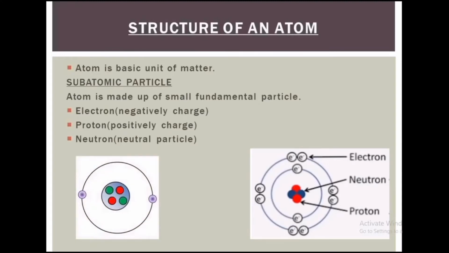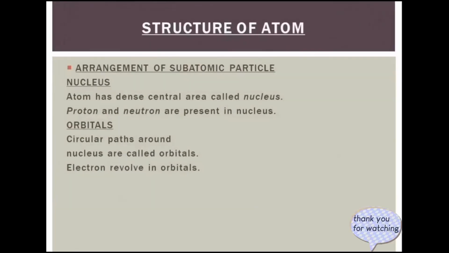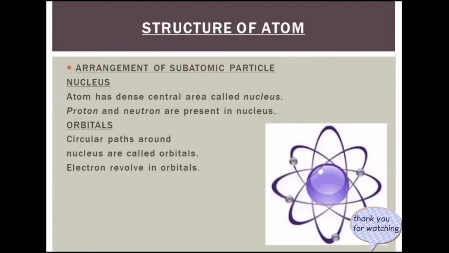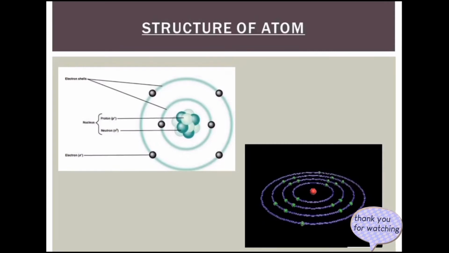Electrons move in the path called orbits. If we see the movement of the electrons, it will be something like this. The figure shows the movement of the electrons in the orbits. The electrons move in circular path around the nucleus. Let's see more about its structure.